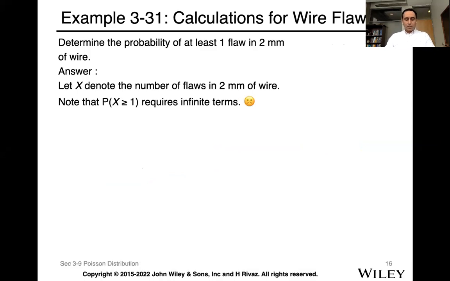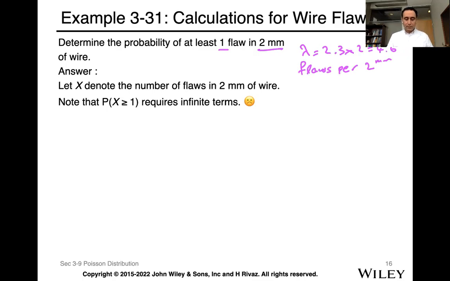All right. So in the same question, we want to calculate the probability of at least one flaw in 2 millimeters. So immediately we see 2 millimeters. If I remember, my lambda was 2.3 per millimeter. So my new lambda is going to be 2.3 times 2, which is 4.6 flaws per 2 millimeter. So on average, I have 4.6 flaws per 2 millimeter. I want to calculate the probability that I have at least one flaw.